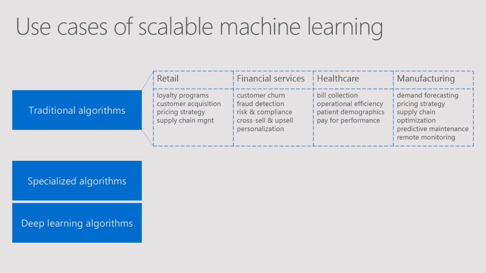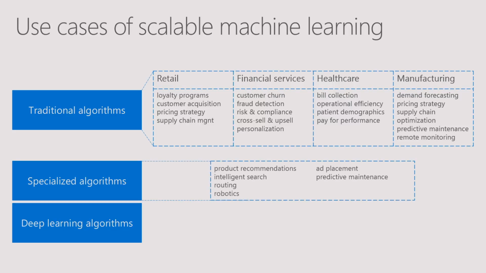An example of that would be actuaries in some financial services, assessing risks and determining rates for loans. So that's a very well-known kind of application of machine learning. Specialized algorithms represent activities in both traditional businesses, but also in quite a broad selection of new web businesses.